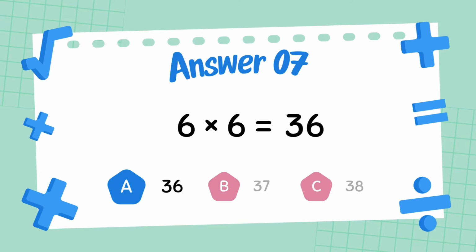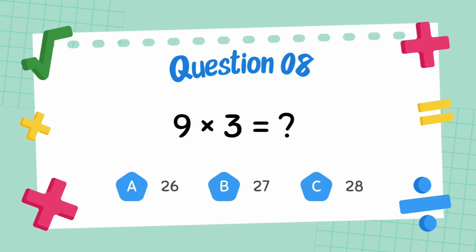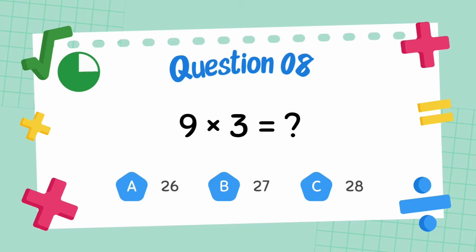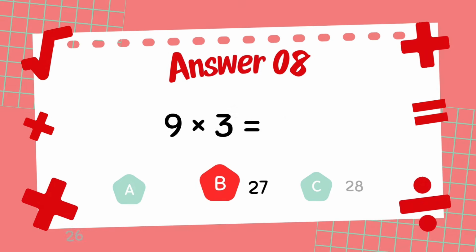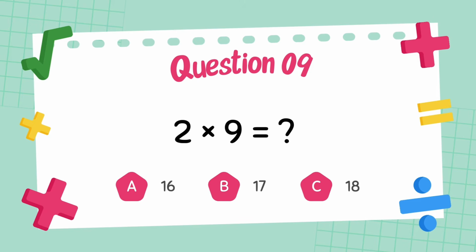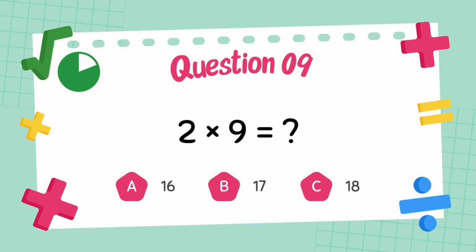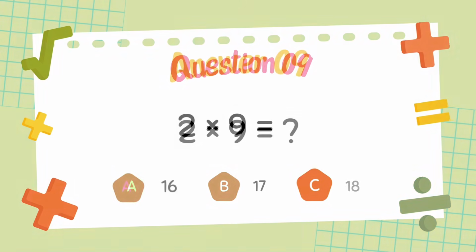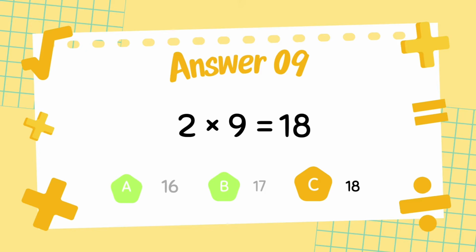The answer is 36. What is 9 multiply 3? The answer is 27. What is 2 multiply 9? The answer is 18.